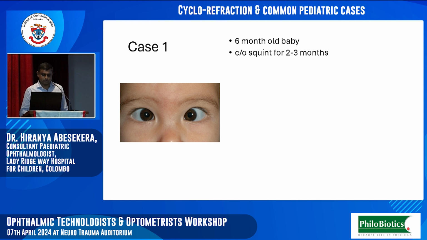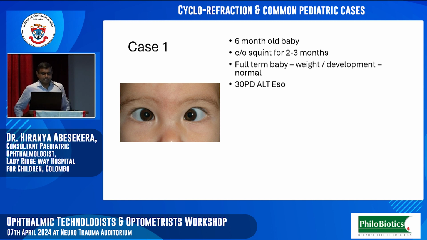A 6-month-old baby is brought to you. Mother says there's no squint at birth, but the squint starts around 3 months of age. This is a full-term baby. Baby is otherwise well, a nice baby. And just check the Hirschberg test. You find 30 prism diopter alternating ISO, or maybe even more.